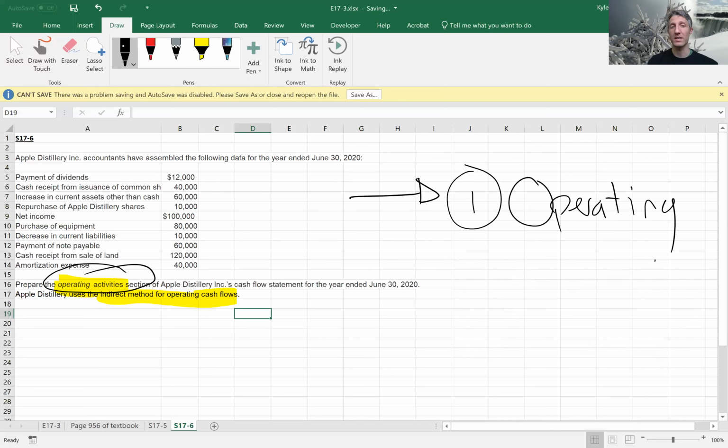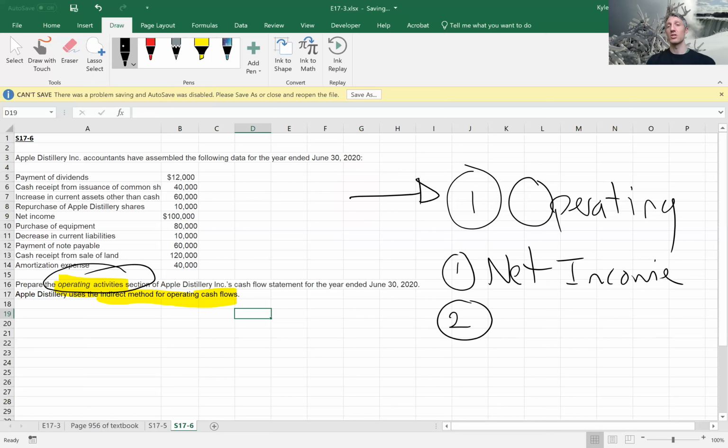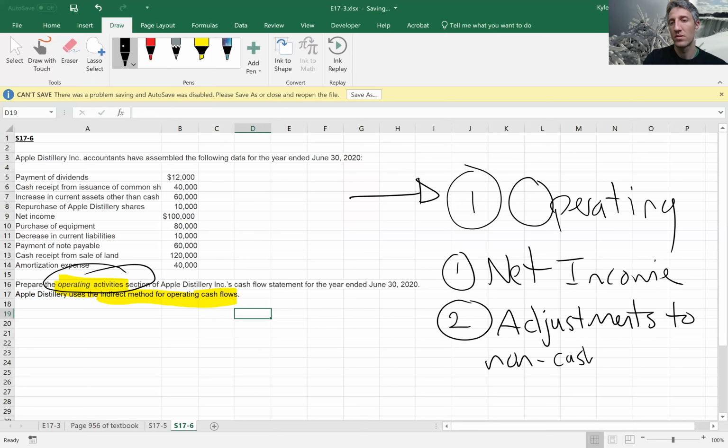Now, they use the indirect method for calculating operating cash flows. The end result will be the same. It's just the steps are going to be different. In order to do the steps, what we do is we start with net income. And then what we do is we make adjustments to the non-cash items included within net income.